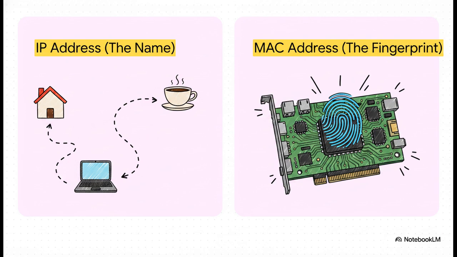But then, on the other side, you've got the MAC address. This is the fingerprint. It's a physical address, a unique serial number that's literally burned into the device's hardware when it's made. It never changes. It identifies exactly who that device is, physically.